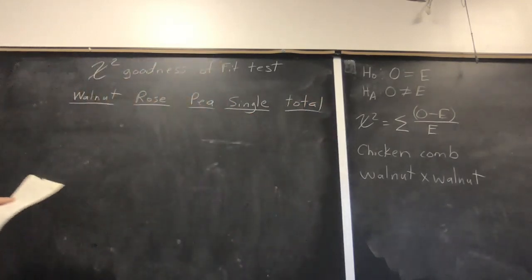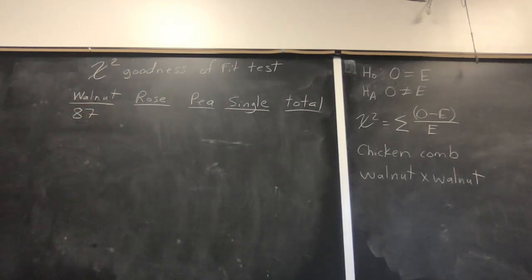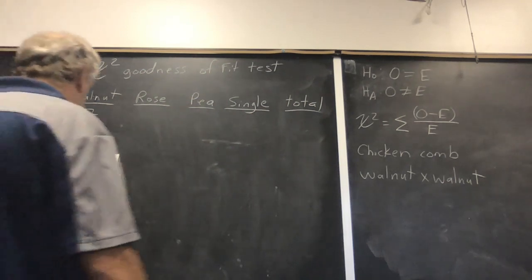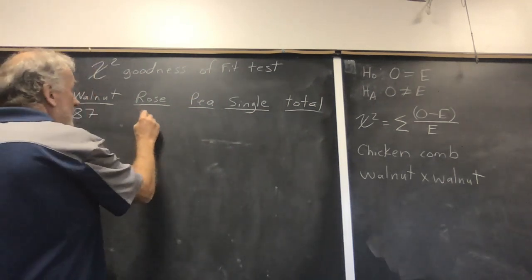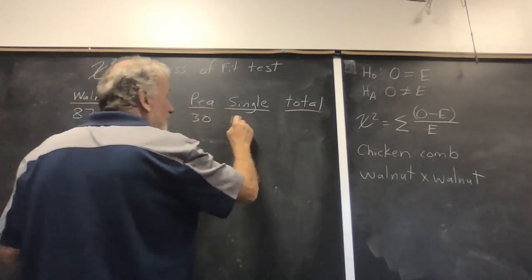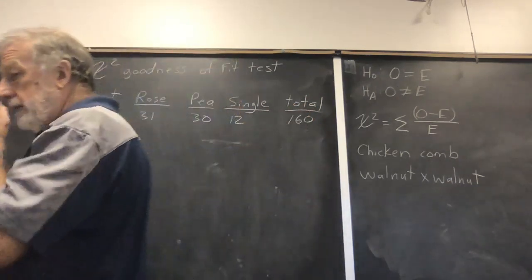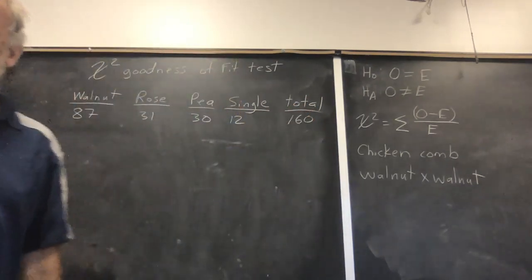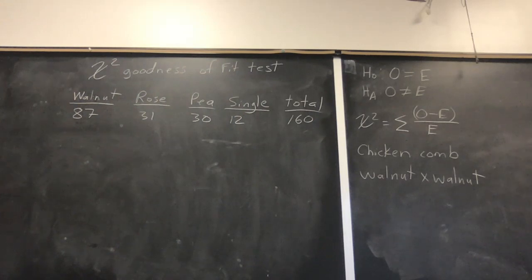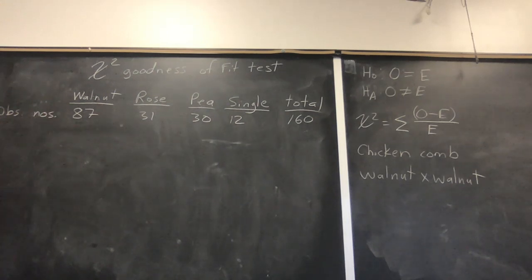Total. So this cross yielded 7 little chickens with pea combs, walnut combs, 1 rose, 30 with pea, and 12 with single, which comes to a total of 160. Okay, so these are our observed numbers for our data.